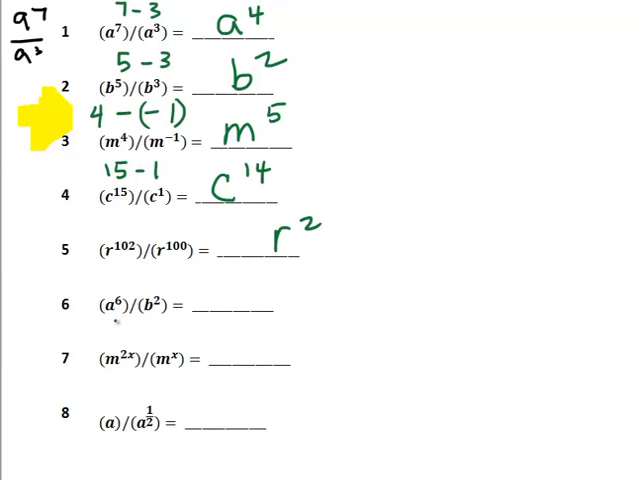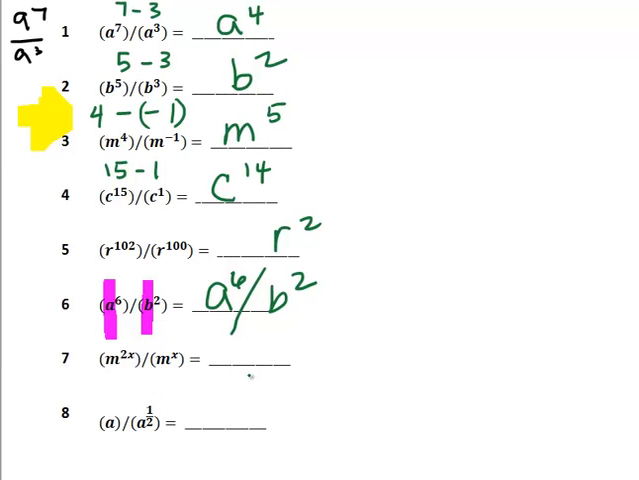Here's, oh wait, can I do this? I don't think so, because here's an a and here's a b. So that's just going to stay the way it was, and it'll be a to the sixth over b to the second.